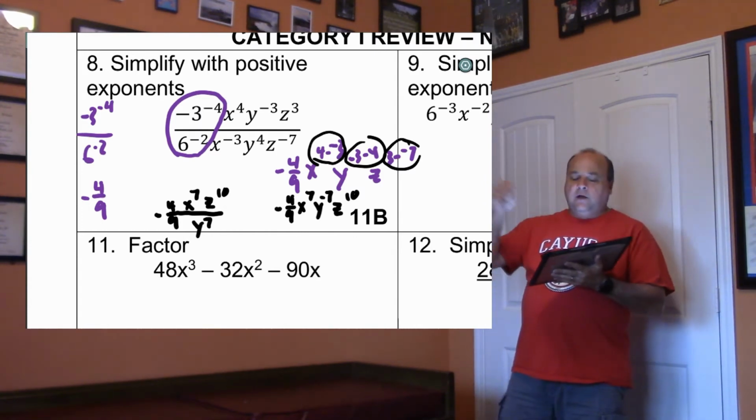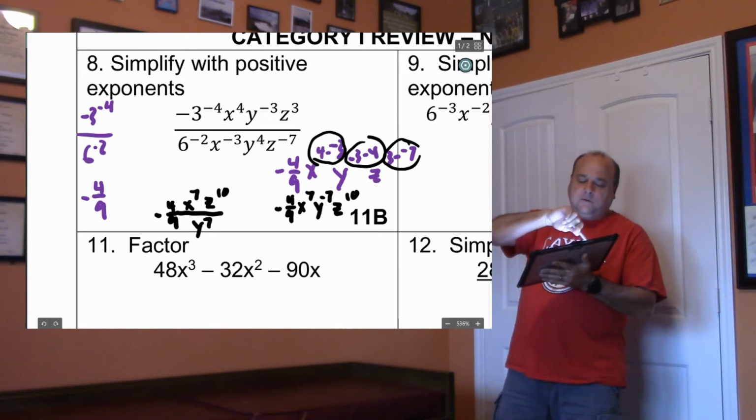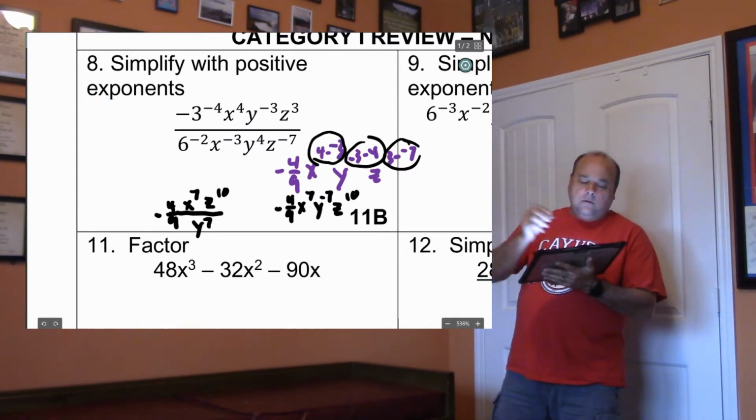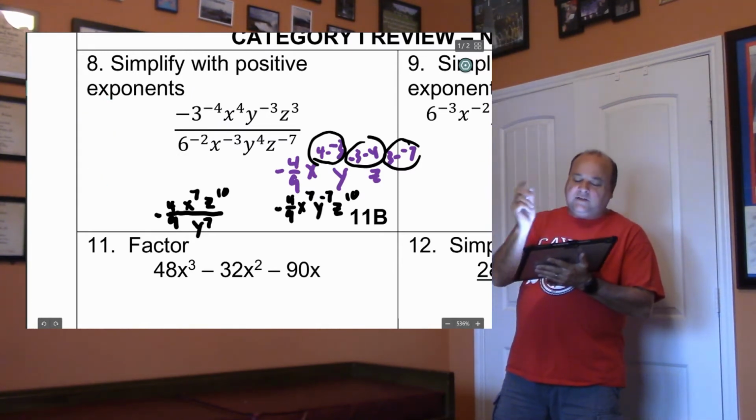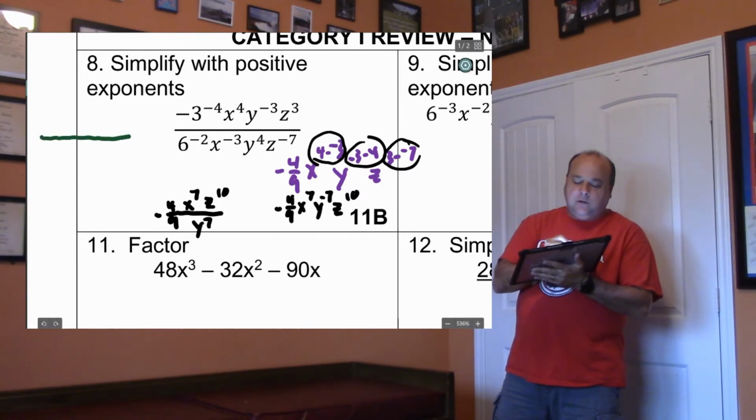The other way to do it, and I'm going to erase all this over here, is to change everything to a positive. So I know my number is negative 4 over 9. Let me do this right here.